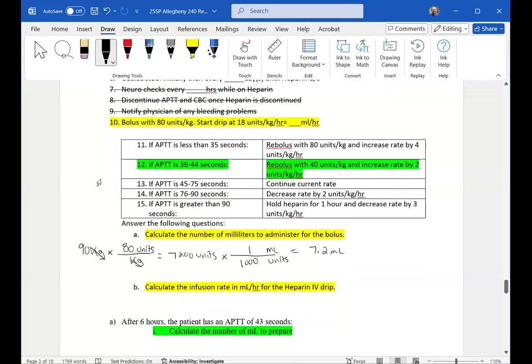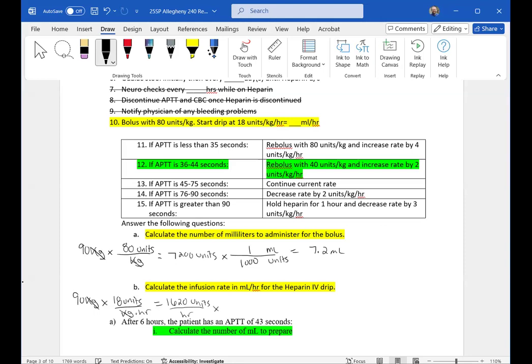For the IV, again, I'm going to use 90 kilograms. It tells me to start off at 18 units per kilogram per hour. So this is pretty standard. So 90 times 18 is 1,620. And that's units per hour.